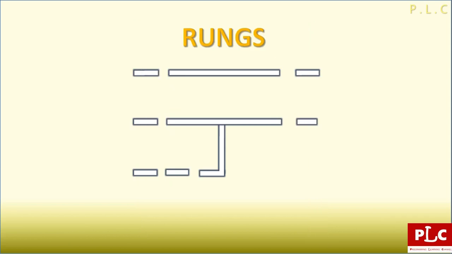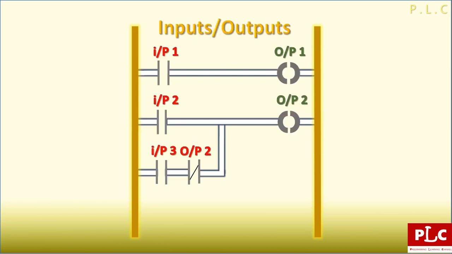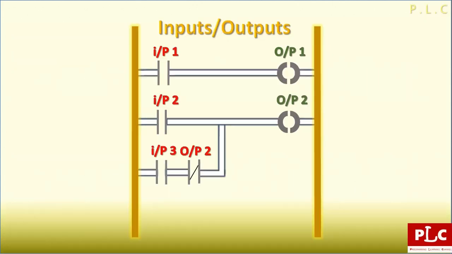called rungs, and these rungs provide the path for the signal to flow between the rails, and on these rungs all the inputs and outputs are placed. So arranging these horizontal and vertical lines together forms a ladder diagram.